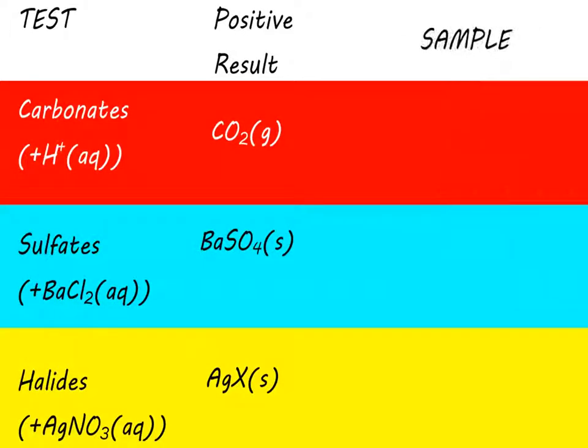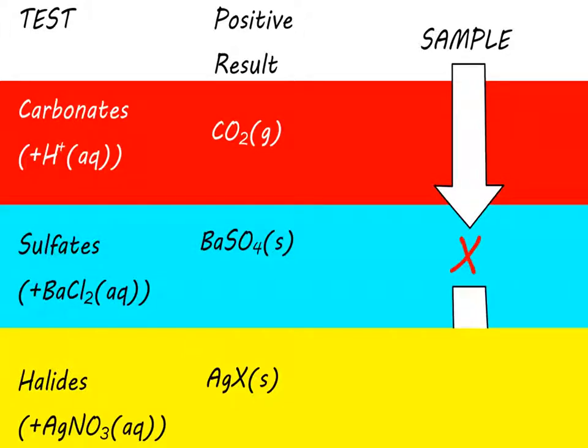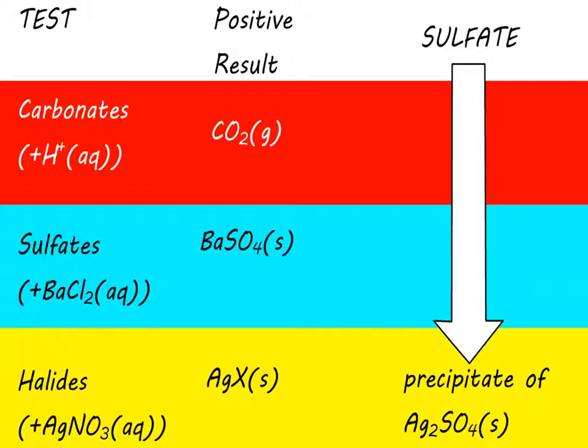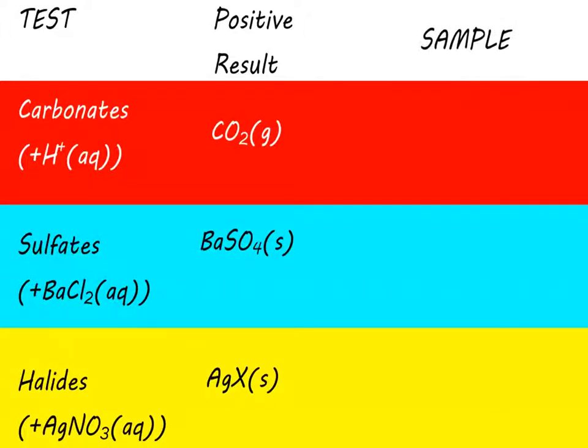Similarly, you should exclude the presence of sulfate before proceeding to the halide test, as sulfate compounds will form silver sulfate, which is insoluble and will lead to a false positive for halide ions. Generally, the order for testing a solution is carbonates, followed by sulfates, followed by halides.